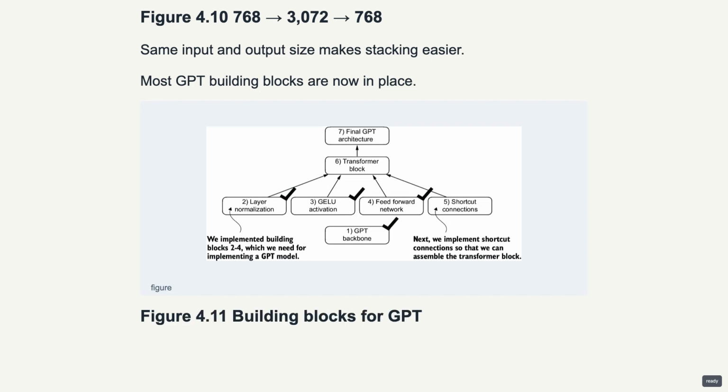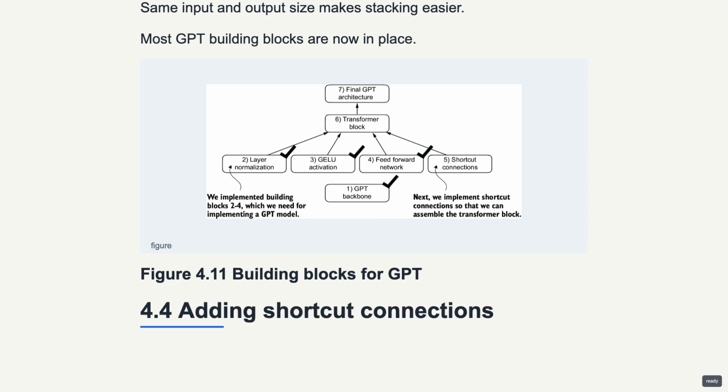The check marks mark the components already in hand, and the empty spots point to what still needs to be added. That sets up the move into shortcut connections and their role in training deep models. Shortcut connections give deep networks a direct path for information and gradients. The idea becomes important when ordinary backpropagation starts to weaken across many layers.